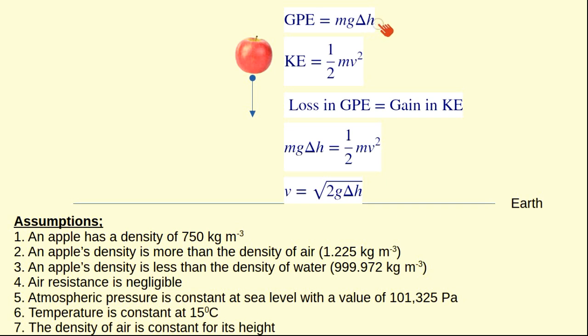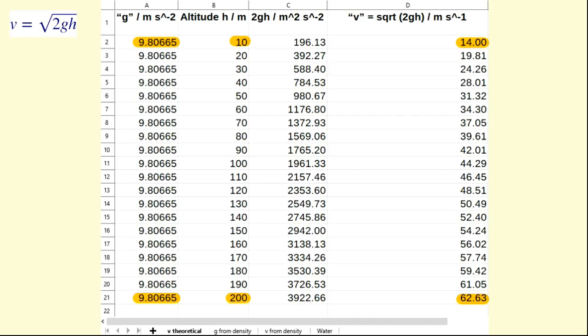And this is just a standard kinetic energy calculation. When you drop something, you've got potential energy, and it converts into kinetic energy. So your GPE is mg delta h, your kinetic energy is 1/2 mv squared. What it loses in gravitational potential energy, it gains in kinetic energy. So you make these two equal to each other: mg delta h equals 1/2 mv squared. The m's cancel, and you end up with v equals root 2 g delta h. There we go, v equals root 2gh.